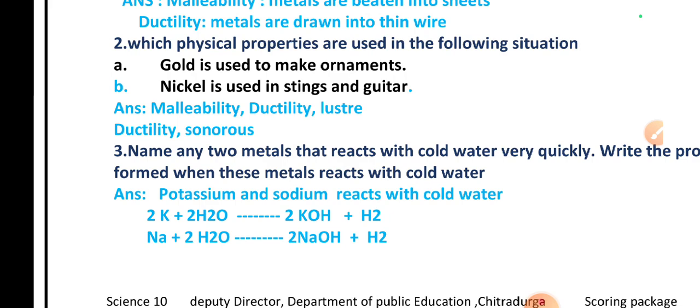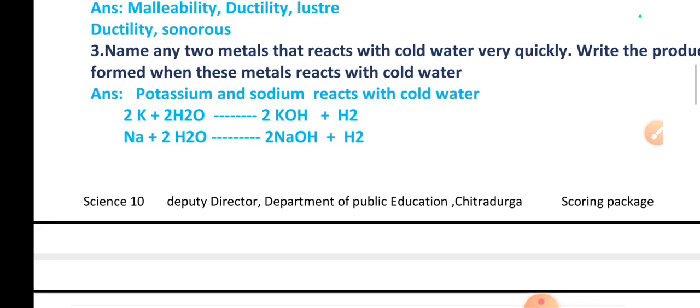And nickel is used in strings of guitars, because we can draw it into a thin wire. Nickel has the ductility property, that's why it is used to make strings of guitars. And they are sonorous. Sonorous means they have the capacity to produce sound with the help of vibration. That's why nickel is used in strings of guitars.